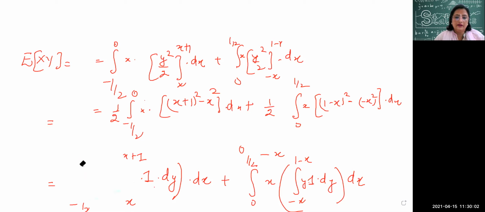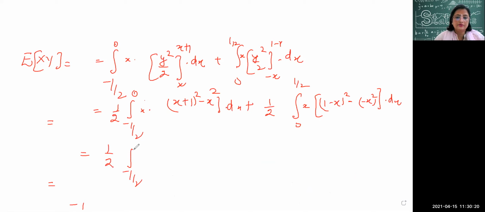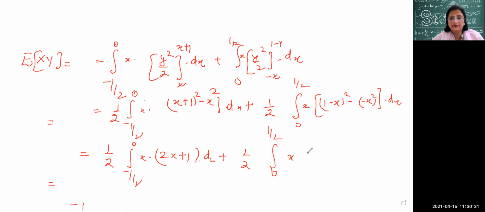So after solving, बेटा यहाँ पे आपने (a plus b) whole square का फॉर्मूला खोलेंगे. Then what you will get? x square will cancel out. You will only be left with 2x plus 1. ठीक है जी. So this is equal to 1/2 integral from -1/2 to 0 of x, और इसको सॉल्व करने के बाद आपका रह जाएगा (2x plus 1) into dx plus 1/2 integral 0 to 1/2. So when you will solve it, you are left with (1 minus 2x) into dx.